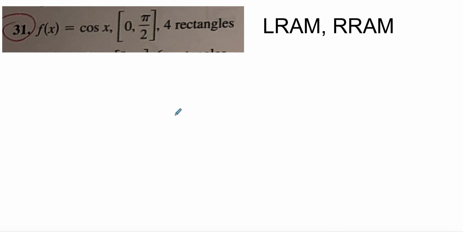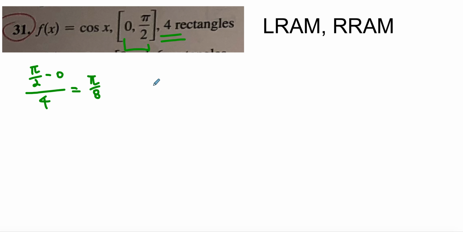Something along the line. Alright, so for number 31, what they want us to do is fix the left corner in a rectangular approximation method. They want us to do 4 rectangles, so what I have to do is divide this interval by 4. So I'm going to do pi over 2 minus 0 divided by 4, which now becomes pi over 8. So each time I'm going to go up by pi over 8.